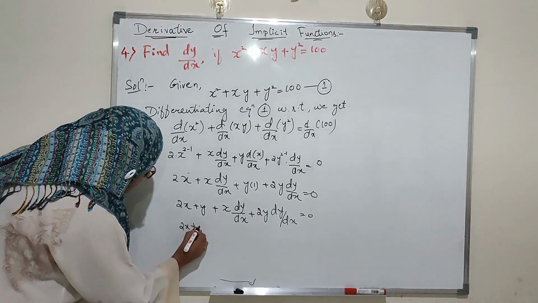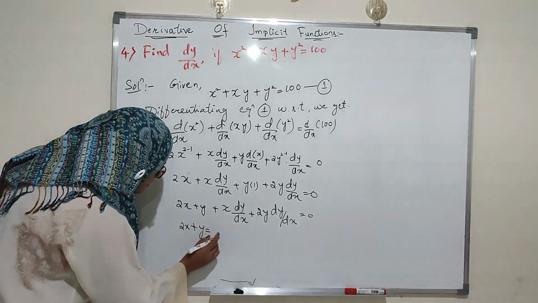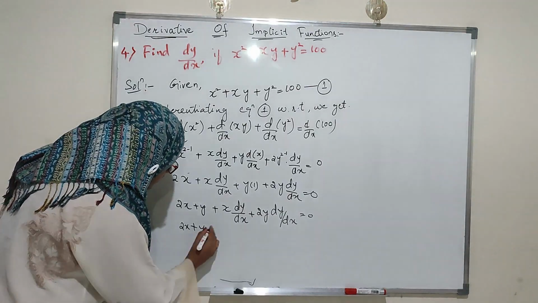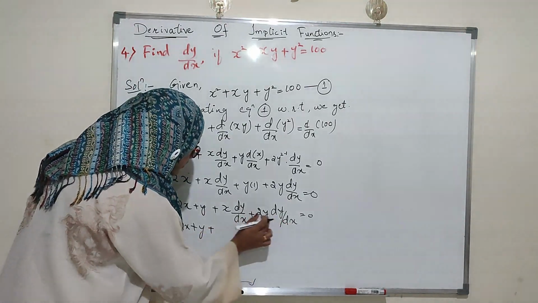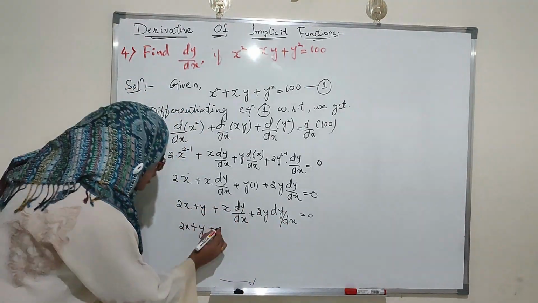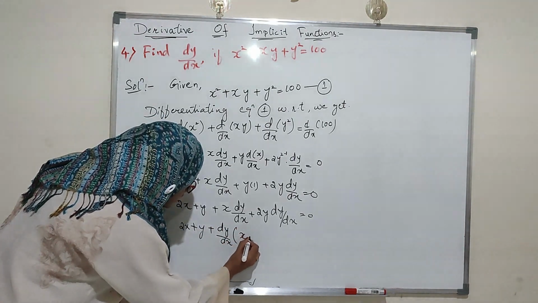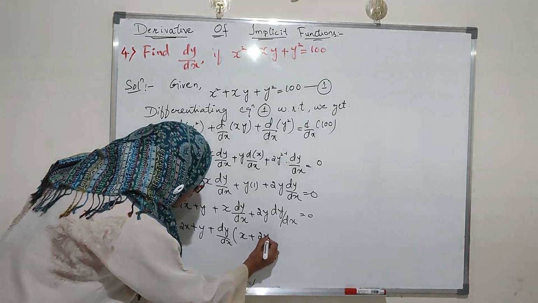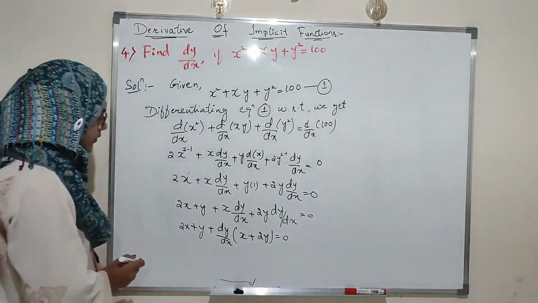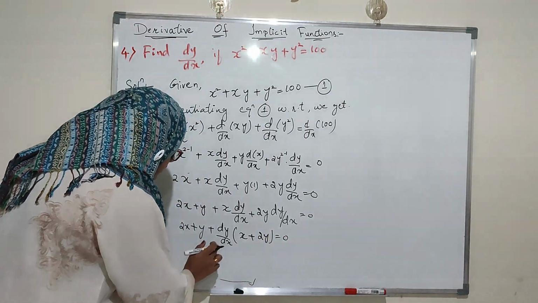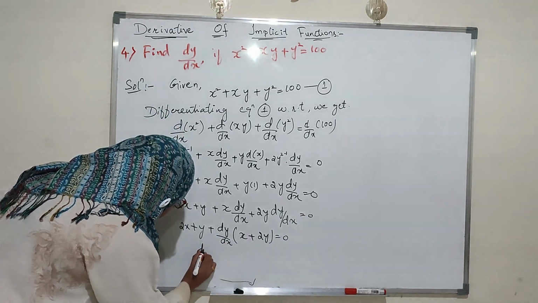2x plus y, keep it as it is, equal to plus... I am taking dy by dx common from these two terms. Okay, dy by dx into what is remaining, x plus 2y, is equal to 0. Now we have to find the value of dy by dx.